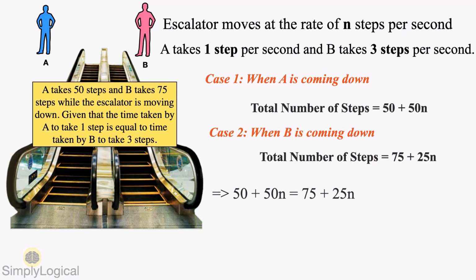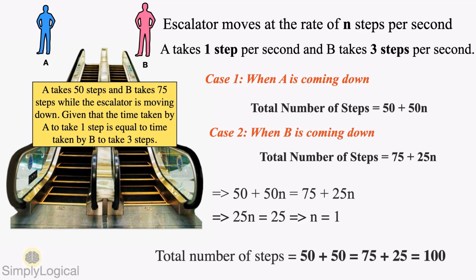After solving this equation, 25n equals 25, n equals 1. So the total number of steps equals, consider case 1. According to case 1, the equation is 50 plus 50n. Now substitute the value of n: 50 plus 50, which is equal to 100. So the total number of steps is equal to 100.